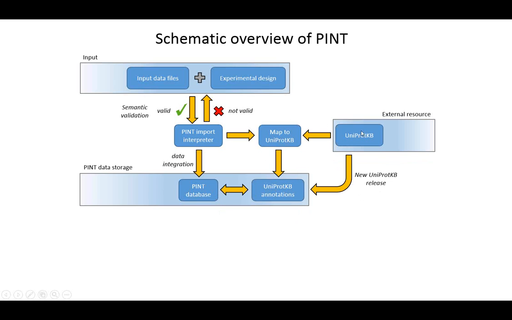Then the system is going to check if a new release of UniProt is available, and then it's going to retrieve the annotations of the new version of UniProt. This is made because sometimes an experiment is done several years ago, and we want to use the annotations of the data that were available at that time when the data was generated.